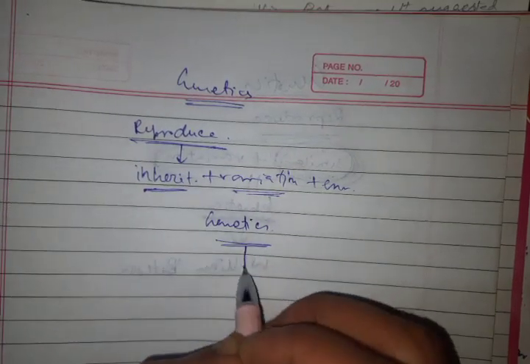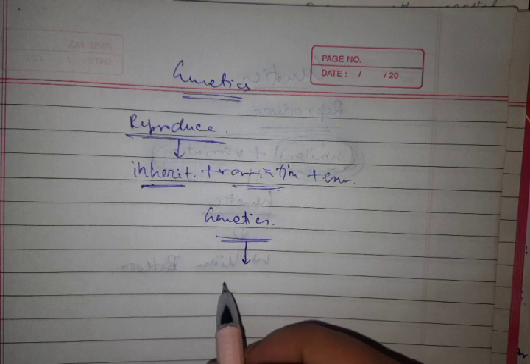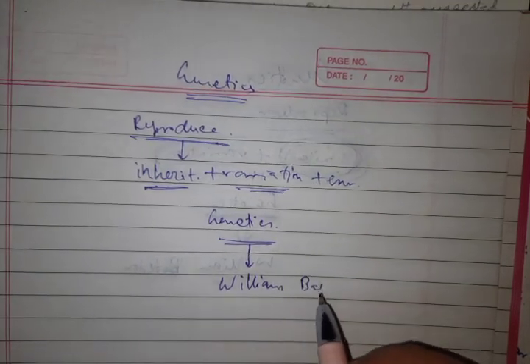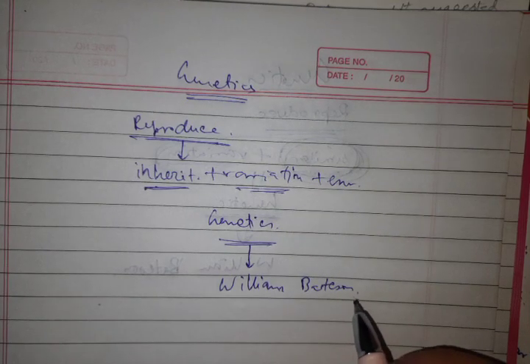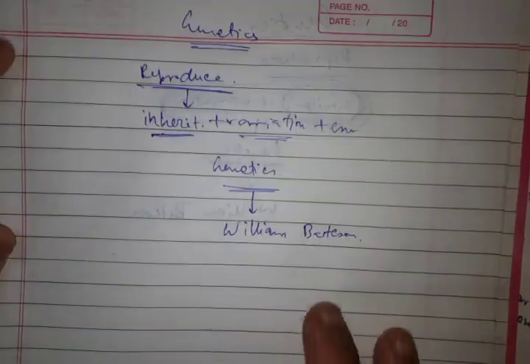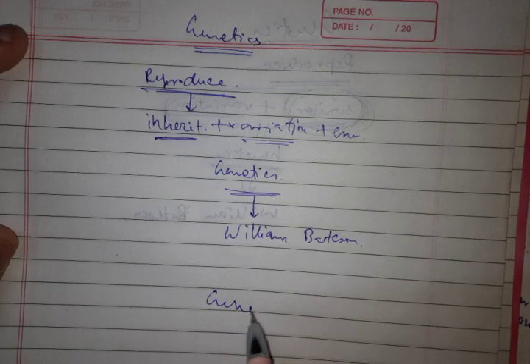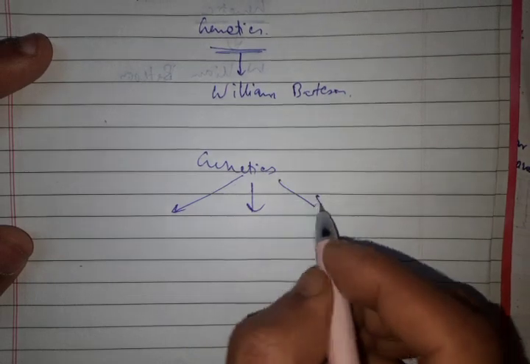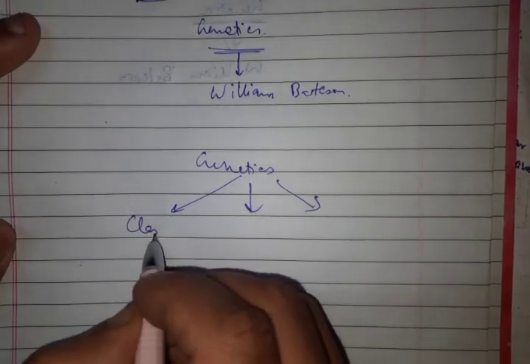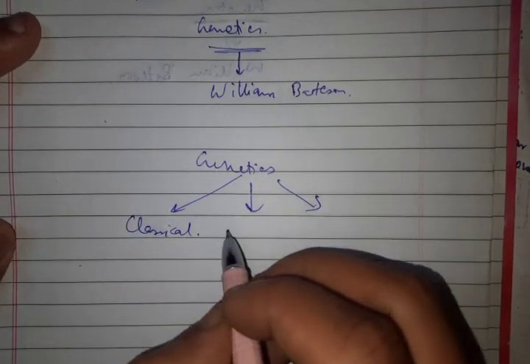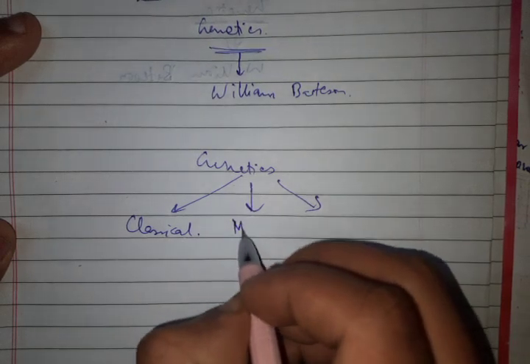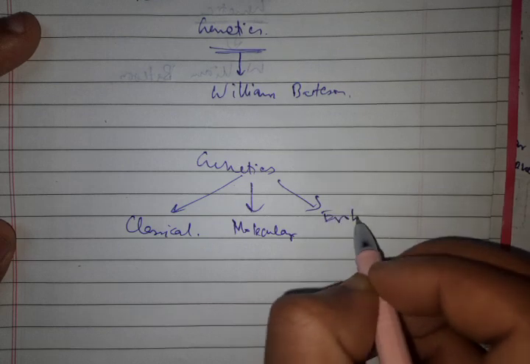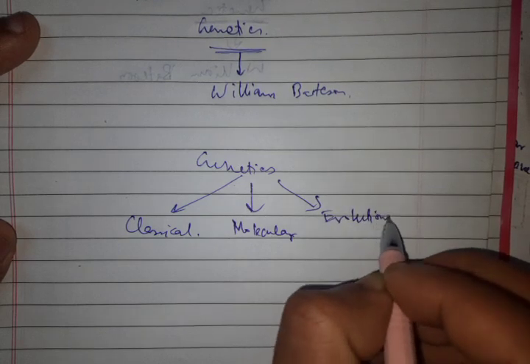This very word genetics was coined by the British scientist William Bateson, and this subject can be divided into three. First of all, classical genetics, then molecular genetics, and thirdly evolutionary genetics. Now the question is, what are these?